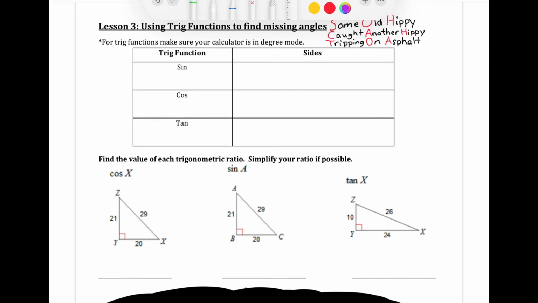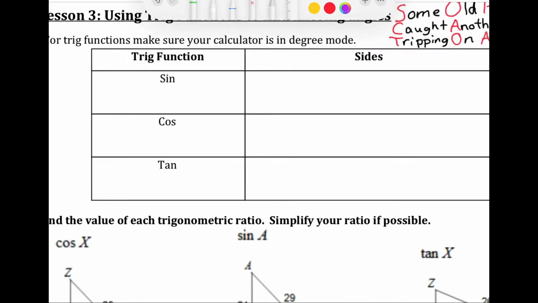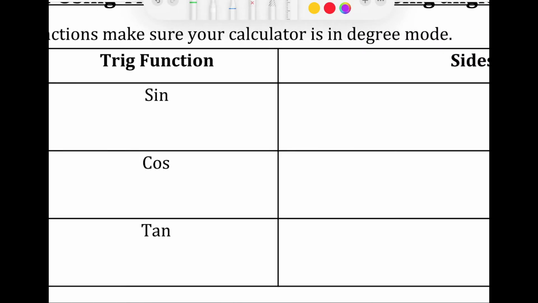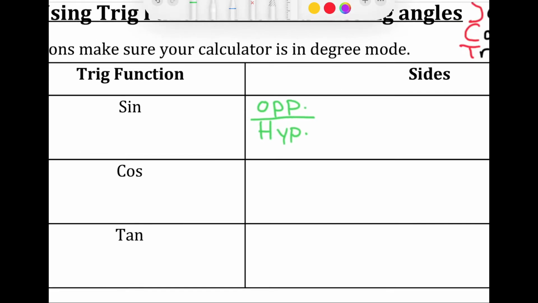So in this case we are learning about trig functions and what relationship they mean using our opposite side, adjacent side, and our hypotenuse side of a right triangle. So sine is going to be our opposite over our hypotenuse side. So what do I mean by this?